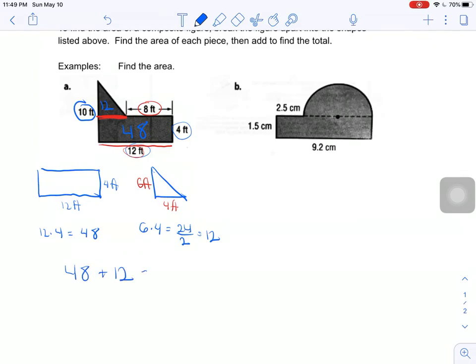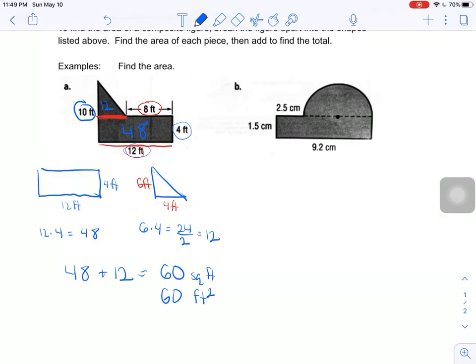So if I go ahead and add those together, now I can put the pieces together and that'll give me the total area of the whole original figure. Well, 48 plus 12 is 60. And now I should label my units on my answer. Since I was measuring in feet, my answer is going to be, you can label it either as square feet or as feet squared. It's the same thing. But make sure that you're taking the time to correctly label your area units on your work.